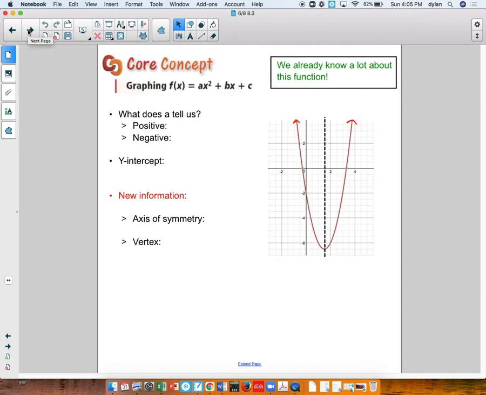All right, so we're actually going to start with one of our core concepts for today, and part of this is review and part of it is new. So I want you to take a look at the function on the right side, and you might want to sketch this picture in your notes as well.